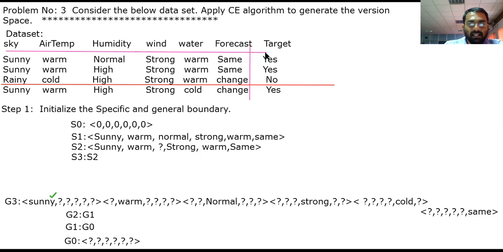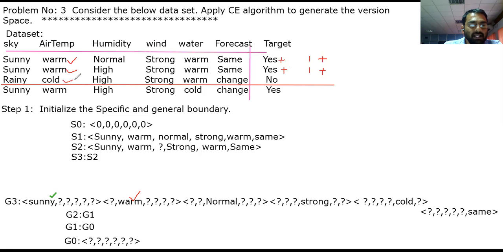Similarly, I'll consider the next hypothesis, warm. Let us see whether this is consistent or not. I'll give x1 as an input. Warm is there, here warm is there. So both are the same. 1 multiplied by anything is 1. So this is a positive instance, and my hypothesis is also saying positive. Let us give the second one. Here also warm is there, 1 multiplied by anything is 1. It is saying positive, incoming is also positive.